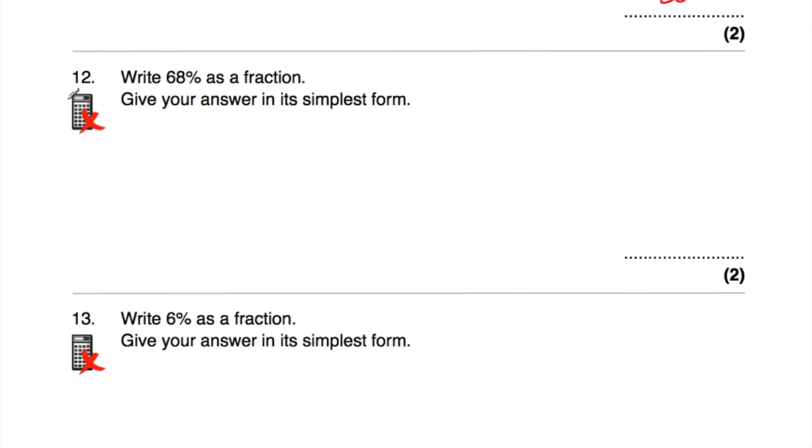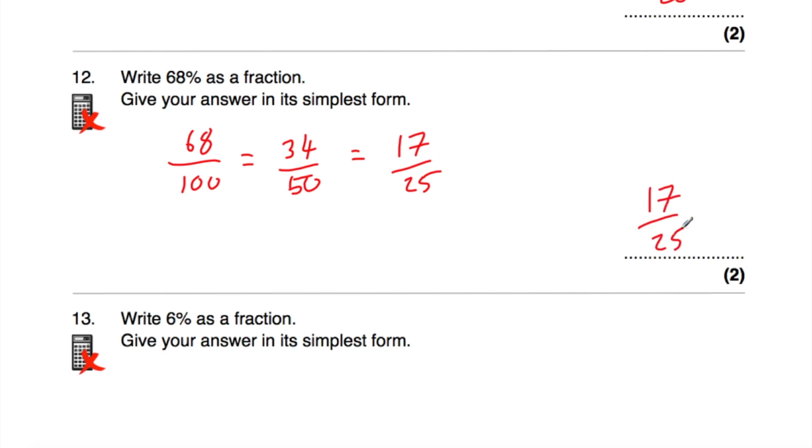Okay, let's look at our next question, question number 12. Question number 12 says to write 68% as a fraction and to give our answer in its simplest form. So it's 68%, so 68 out of 100. They're both even, so let's divide by 2. That's going to be 34 out of 50. And we could divide by 2 again, that's going to be 17 over 25, or 17/25. So the answer would be 17/25. And that's it. So 68% as a fraction is 17/25.